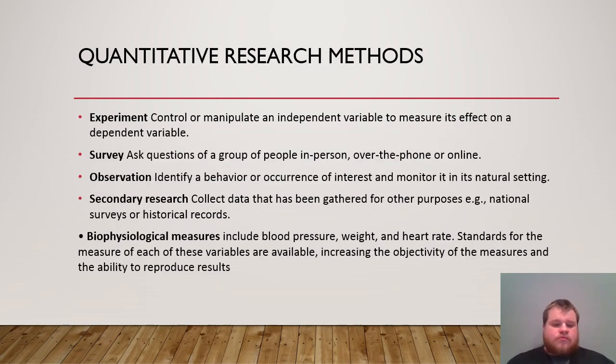There's a quantitative research method, experiment: control or manipulate an independent variable to measure its effect on a dependent variable. There's a survey: ask questions to a group of people in person, over the phone, or online, which I'm sure we've all participated in one time or another. Observation: identify a behavior or occurrence of interest and monitor it in its natural setting. Secondary research: collect data that's been gathered for other purposes, such as national surveys or historical records.